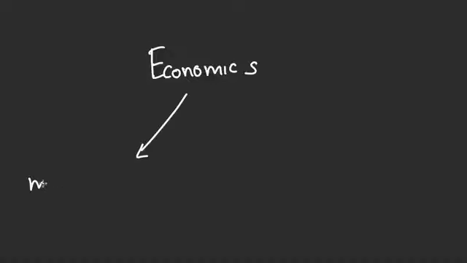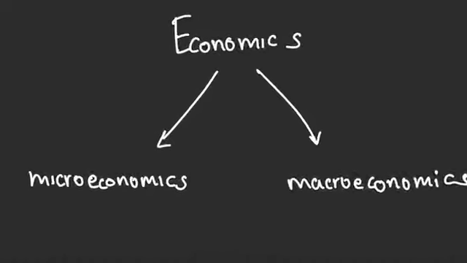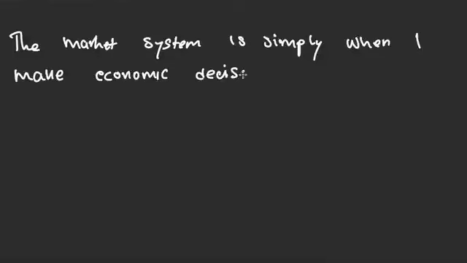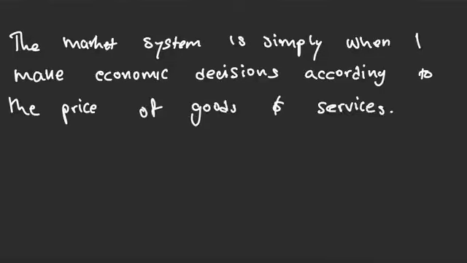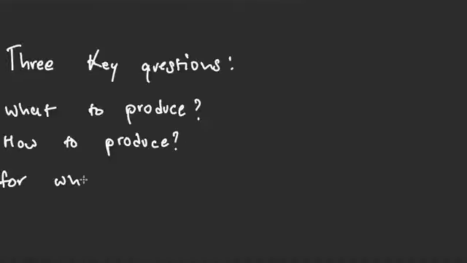Moving on, economics is divided into 2, microeconomics and macroeconomics. With microeconomics, we study particular markets, while with macroeconomics, we study the whole economy. The market system is simply when I make economic decisions according to the price of goods and services that are dependent on the supply and demand. What are the 3 key questions of economics? What to produce, how to produce, and for whom to produce.